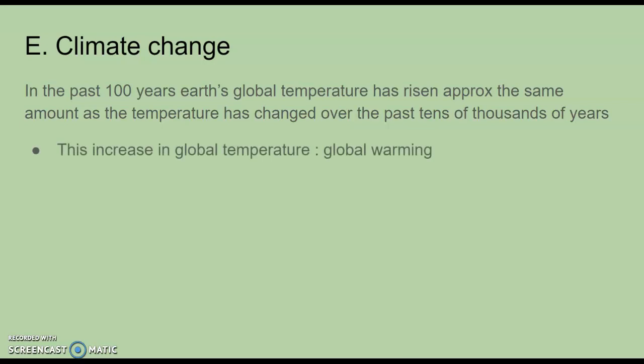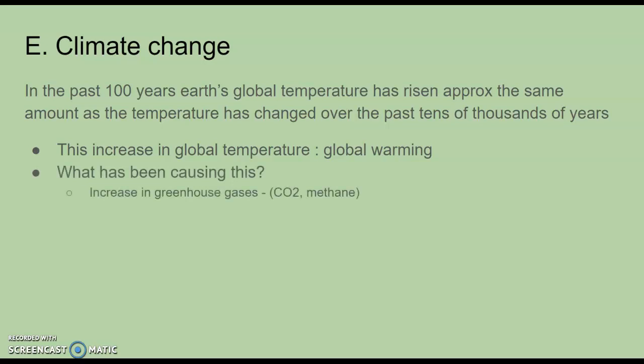The increase in global temperature is called global warming. What's causing this? The increase in greenhouse gases, which is carbon dioxide and methane. So what happens is when we get these gases in our atmosphere, they're trapping the heat. We get a constant amount of energy from our sun, right? And if these gases are in our atmosphere, it's trapping it and keeping it inside, like a greenhouse keeps plants warm. These gases are keeping our planet warm. It's preventing that heat from being released into space.